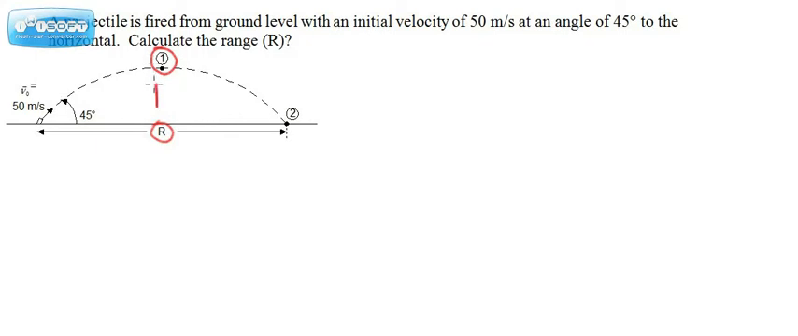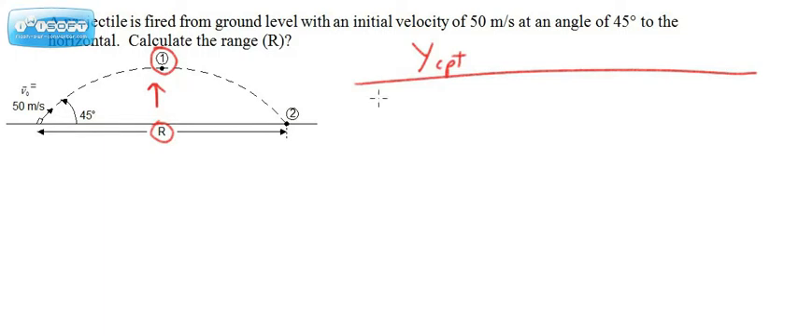This is strictly the y component. So let's worry about the y component first. This is all about the y. A projectile is fired from ground level with an initial velocity of 50 meters per second at an angle of 45 degrees. So we have an initial velocity in the y component. In my opinion, it's important to put the y here now so you don't mix it up with the y's later.